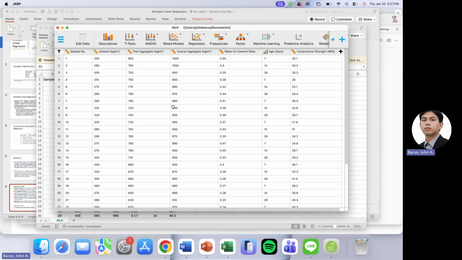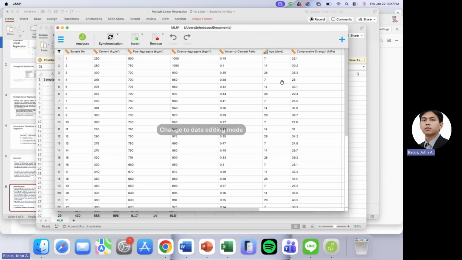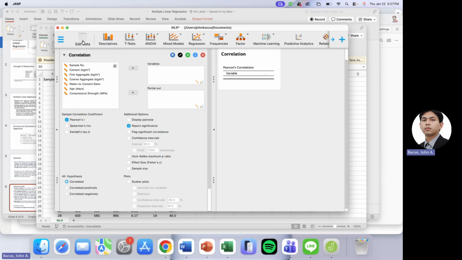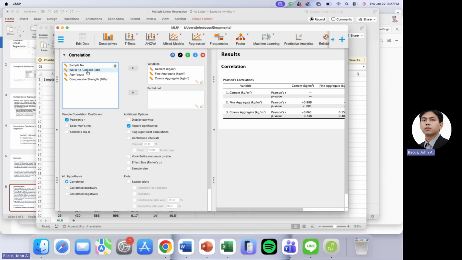Yan. So ayan siya, no? And then we just go to regression and then correlation. So age in days should be continuous or a scale as well. Hindi naman siya ordinal, no? So everything is a scale, sample number, hindi siya kasali sa analysis. So we have the variable cement, the fine aggregates, the coarse aggregates.